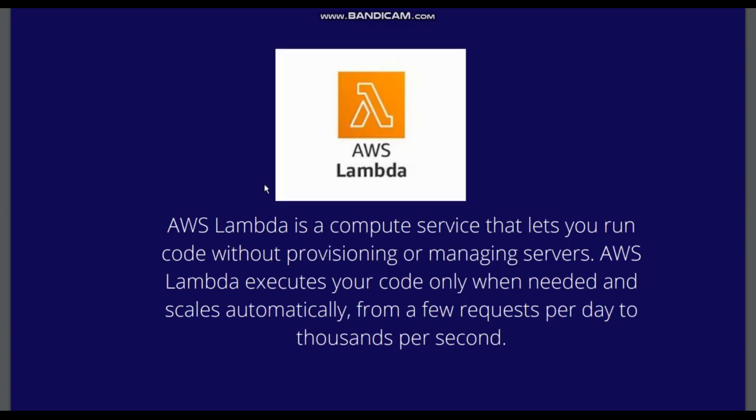What's Lambda? Lambda is just a compute service that lets you run code without provisioning or managing servers. So you don't need to manage your server. AWS runs everything for you. AWS Lambda executes your code only when needed and scales automatically. So it's very cost effective and very cheap, around $0.10 per 1,000 requests. And you get 1,000 requests for free every month.